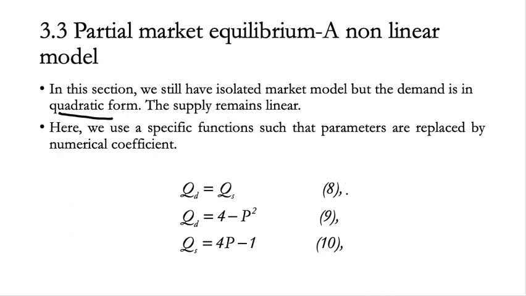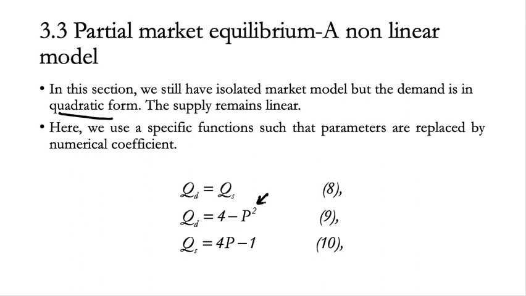So here, we still have the equilibrium condition, which is quantity demanded equals quantity supplied, as expressed in expression 8. And then the modification happens in the demand curve, or demand equation, in expression 9, in which QD equals 4 minus P squared.